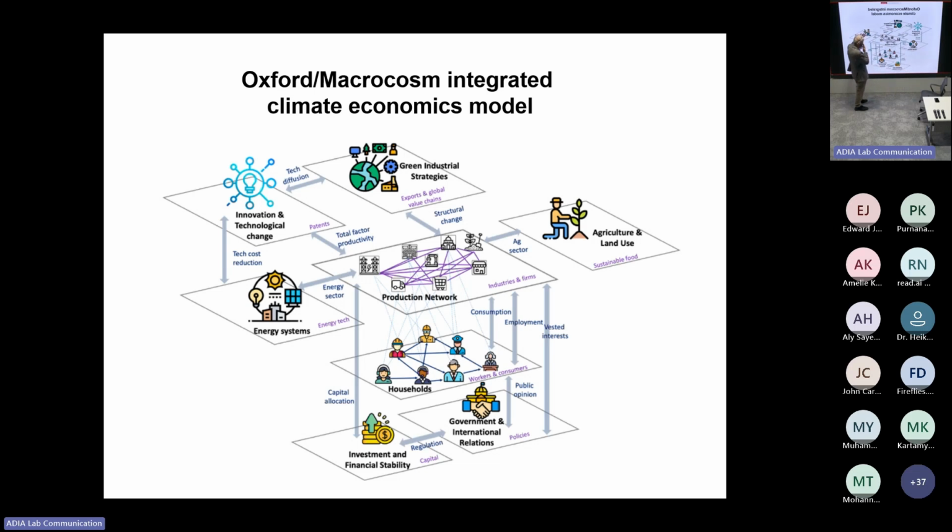We still haven't really done much of anything with agriculture. We've thought a lot about how the production network works, how household consumption works, and a little less about the financial sector, although I have a lot of expertise in that domain. And I think that's our last slide.